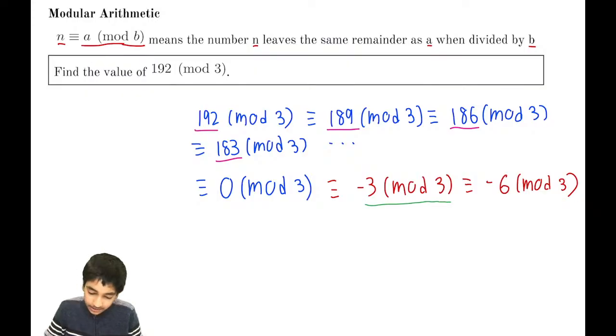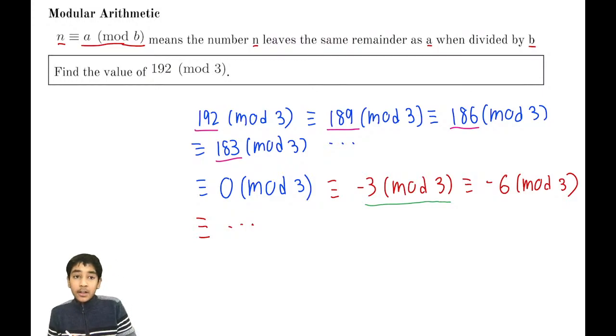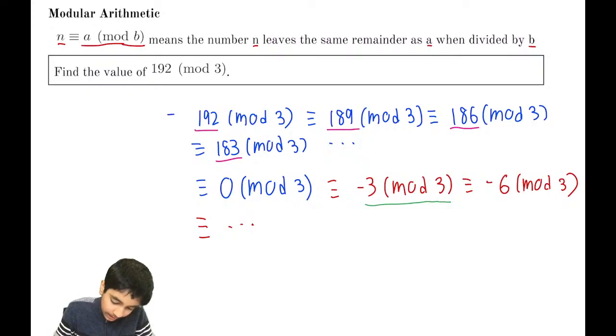So what does that mean? Well, we can continue writing this. So mods can also be negative. They don't necessarily have to be positive. Because if you think about a number being a multiple of 3, it's the same as being 3 less than a multiple of 3. And then we can also go the other direction too. We can go equal to 195 mod 3, etc.